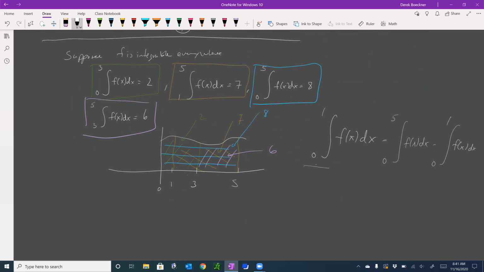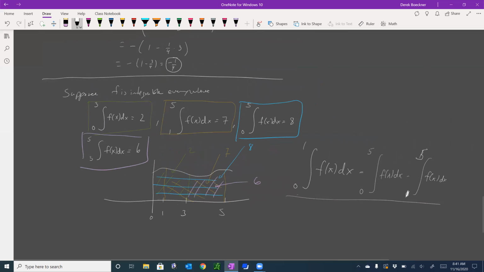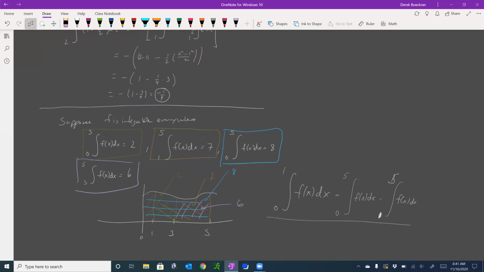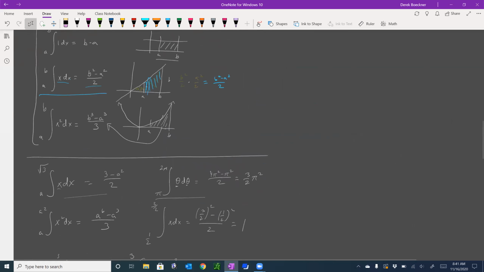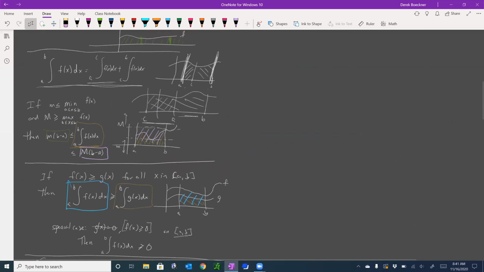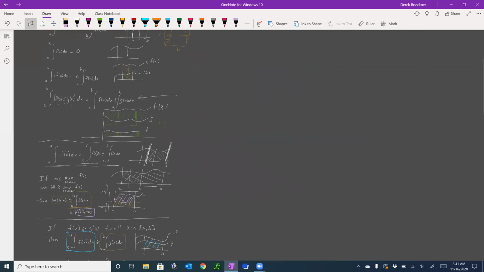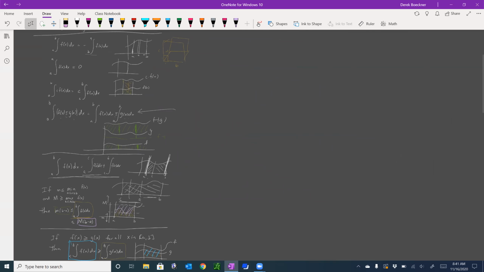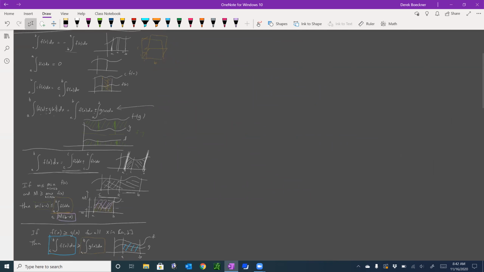That rule, which of these rules up here was that? Sorry, 1 to 5. Which of those rules is that? There's my rules. Yeah, this one. We're putting C in the middle and we're splitting it up.